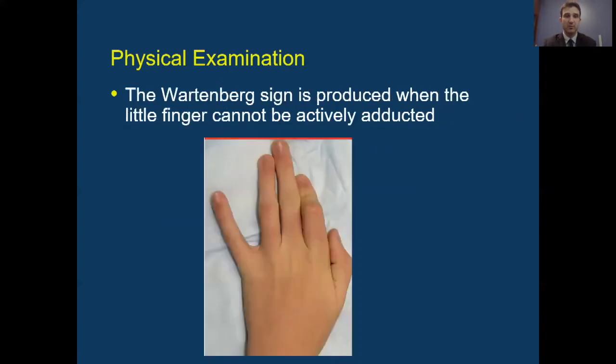So the first is the Wartenberg sign. You see that small finger floating away from the rest of the hand. And that's because the muscle between the small and ring finger, called the interosseous muscle, is not working properly. So the finger starts to float away, and you see this Wartenberg sign.